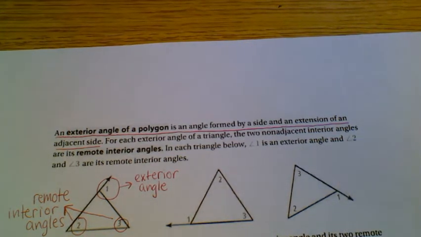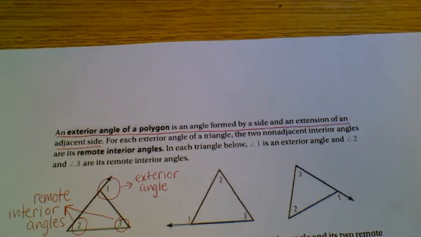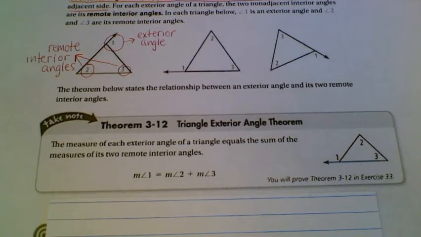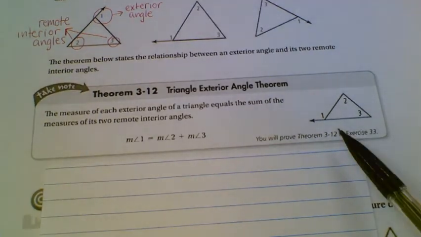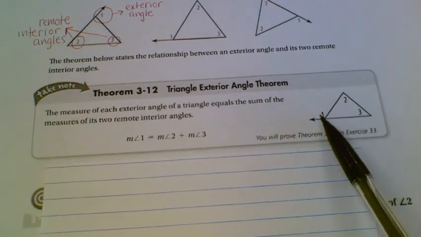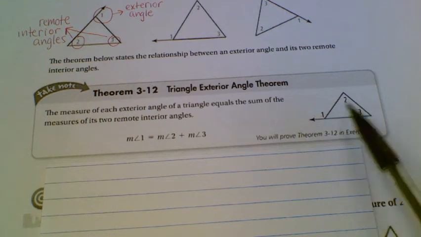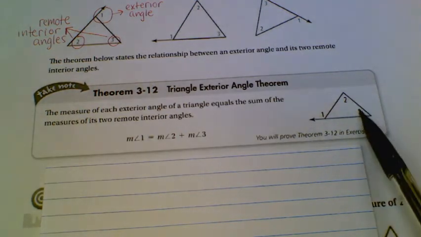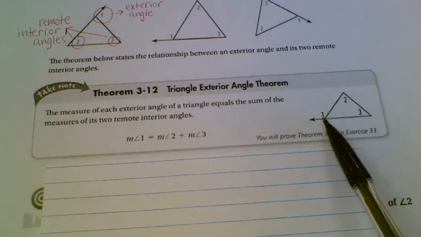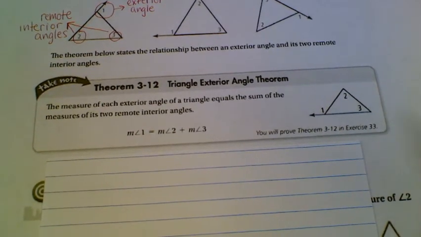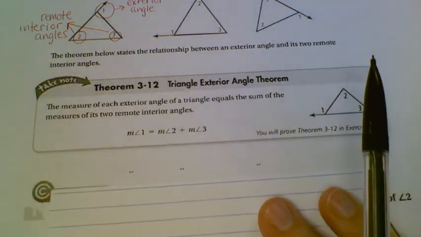The reason we talk about that is because there's a theorem called the triangle exterior angle theorem that allows you to find some of those angles. And what that says is that the exterior angle will always equal the sum of the two remote interior angles. So if I add angle 2 and 3, that would give me what angle 1 is. So we're going to put that to use down here at the bottom.